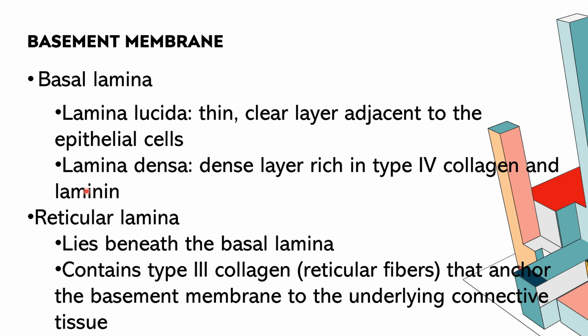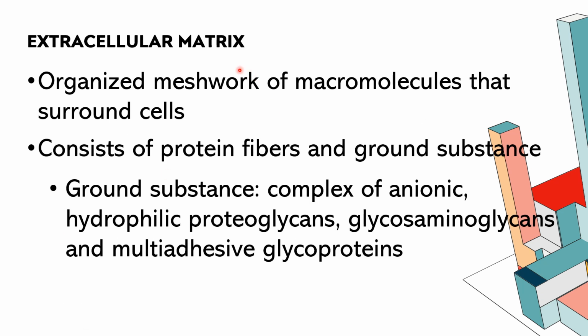Again, for your basement membrane, you have two layers: the basal lamina and your reticular lamina. Your reticular lamina lies beneath the basal lamina, contains type 3 collagen, and will anchor the basement membrane to the underlying connective tissue. That is for your basal lamina and your reticular lamina, the two layers of your basement membrane.